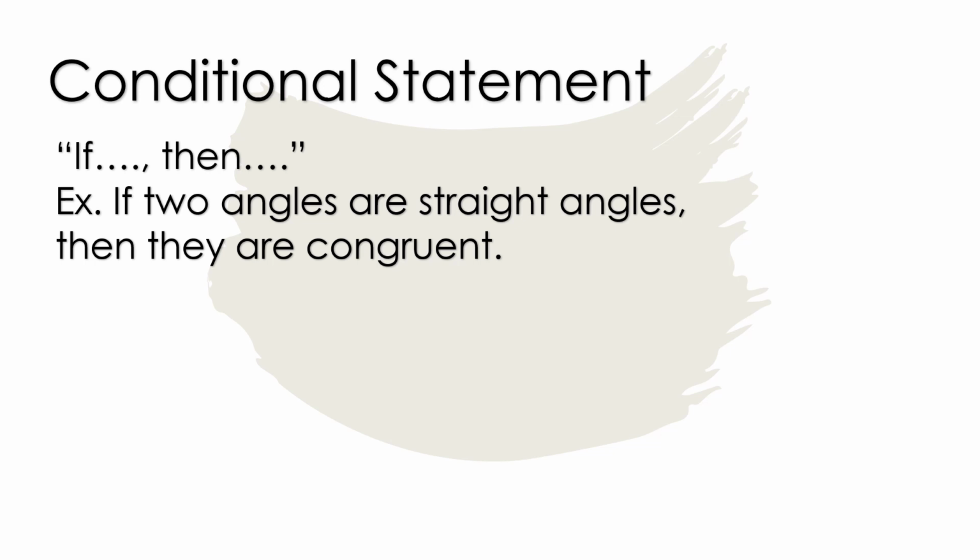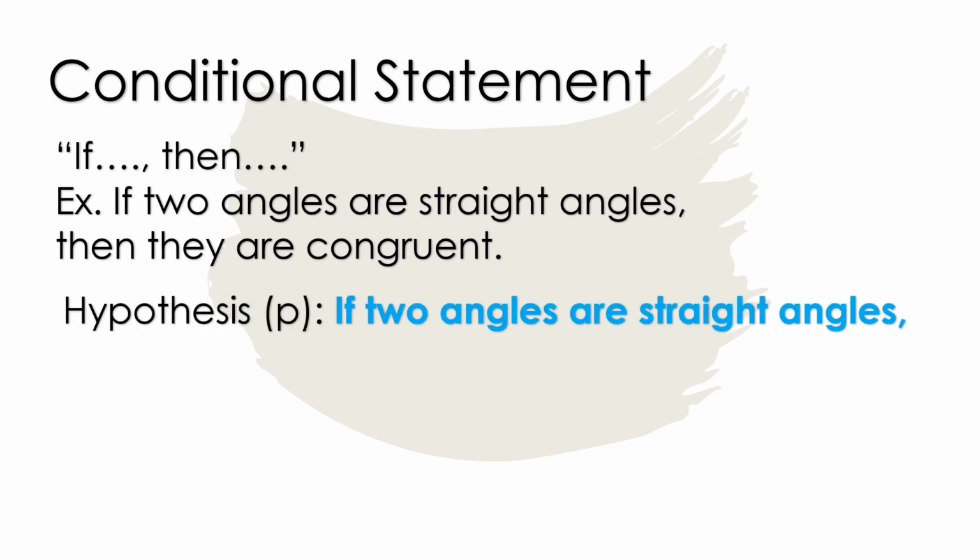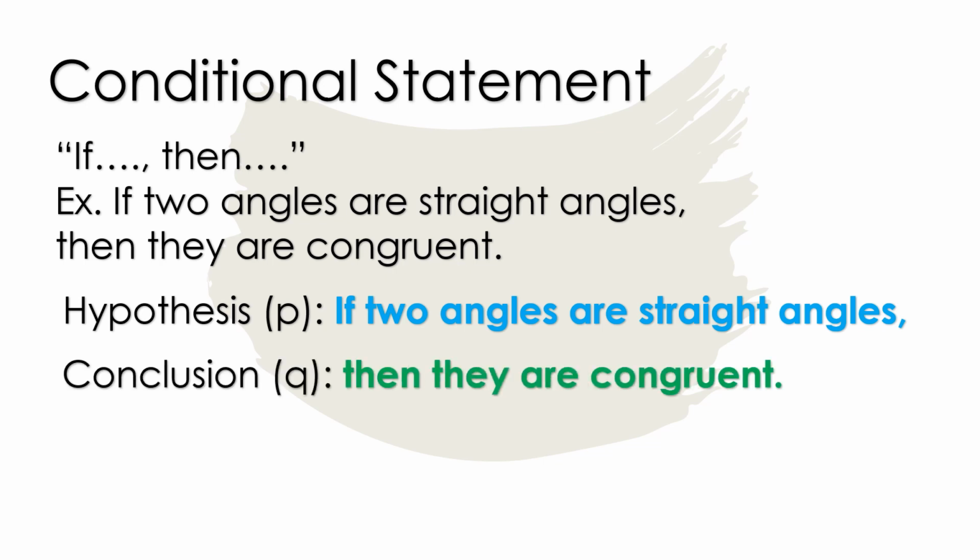All right, so here's our same conditional statement. If we take it apart, you remember this from science, the hypothesis is if two angles are straight angles. So that's what you're thinking about. If they're both straight angles, then they must be congruent. So that is my conclusion. And this is the symbol that we use. P would be the hypothesis, Q is the conclusion, and that little double arrow.